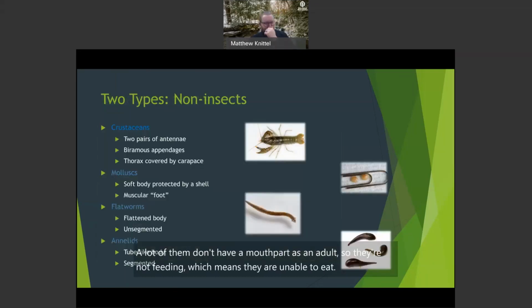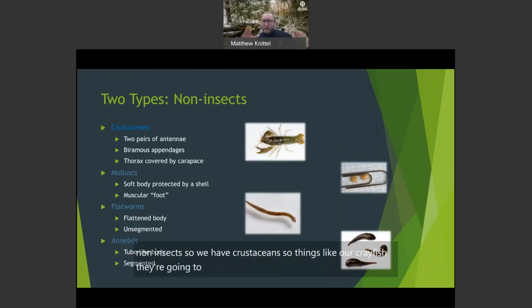So our second type that we're going to talk about are non-insects. So we had insects, and now we'll talk about non-insects. So we have crustaceans, so things like our crayfish. They're going to have those 2 pairs of antennae, those kind of pincers, and they'll have that thorax covered by a carapace, so that hard kind of shell.